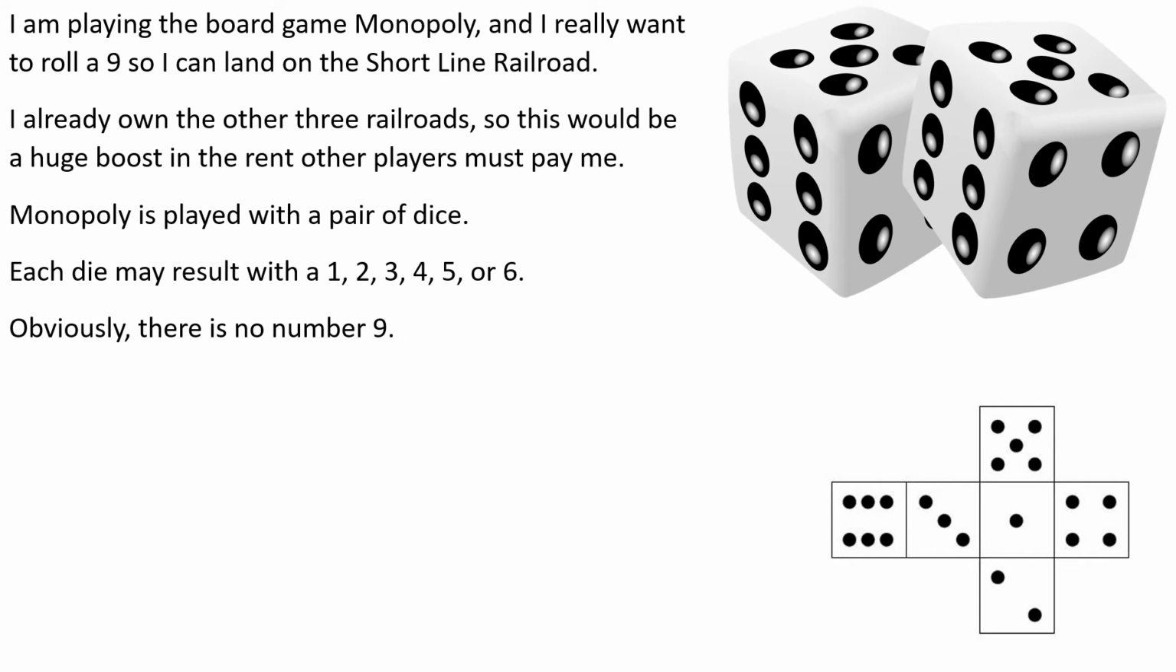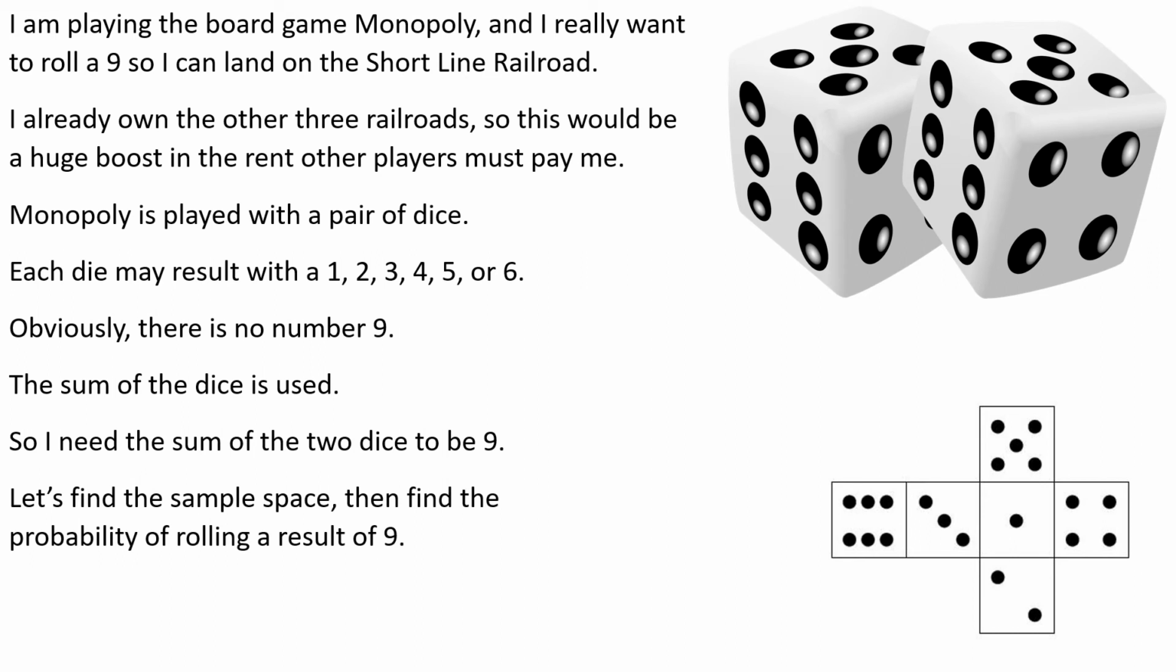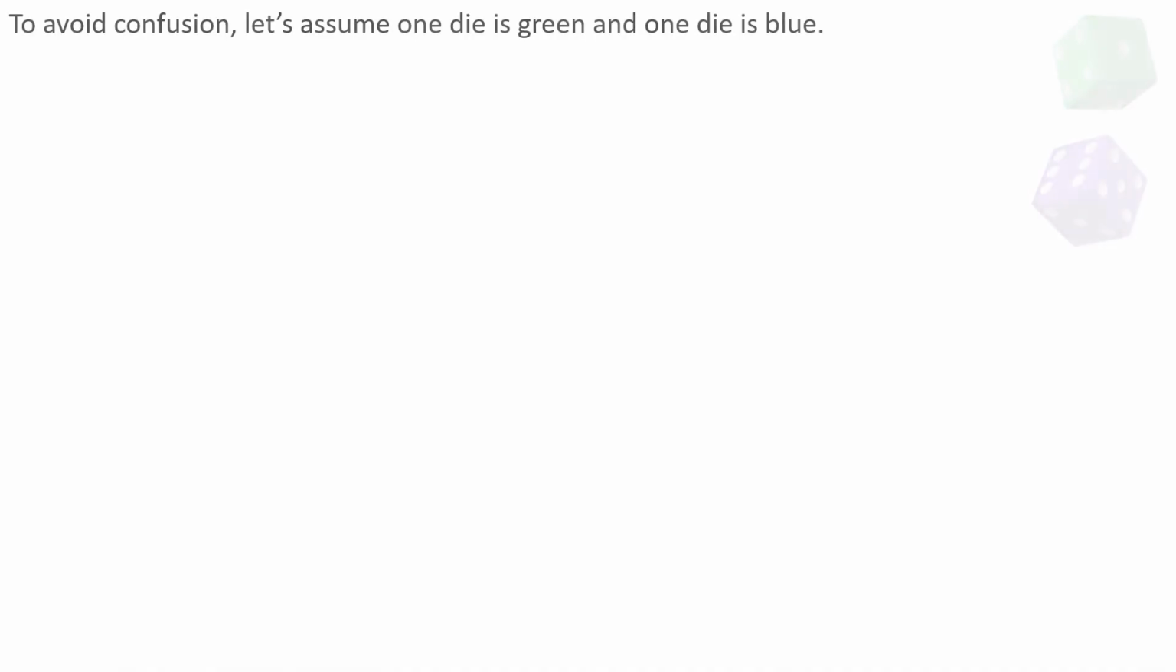And obviously there's no number 9, so when we talk about rolling dice and getting a 9, we're talking about the sum of the 2 dice. So I need a sum of 9. So let's find the sample space, and then let's find the probability of rolling a 9. Now, I'm going to use 2 different colored dice. One die is green, one die is blue.